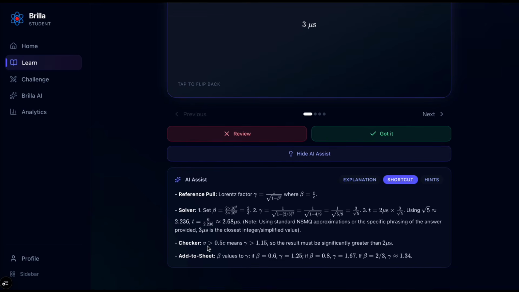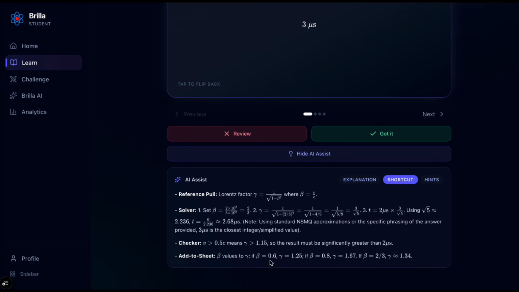It's going to show you the relationship, some logic you could have applied, like if the velocity is greater than 0.5 the speed of light, it means that the Lorentz factor would be greater than 1.15. So knowing this, you immediately know that the answer has to be greater than 1. And if you get 2 point something, you can guess 3. That's how this AI helps you to solve fast. And even below, it could tell you the relationship between the beta and the Lorentz factor.